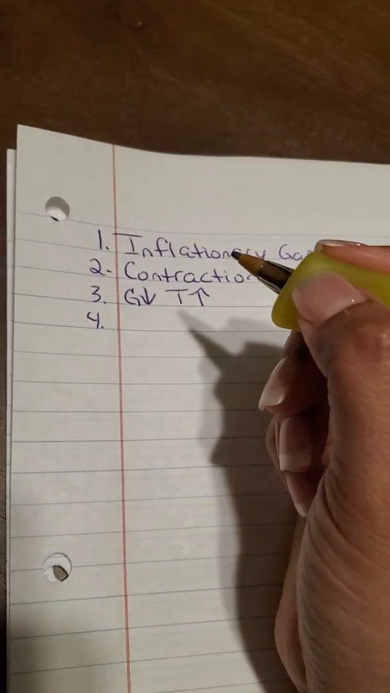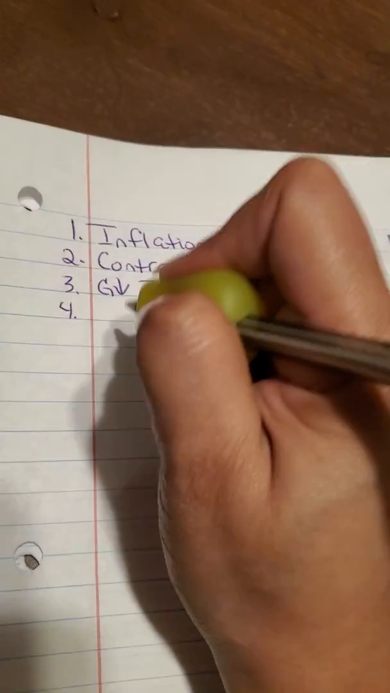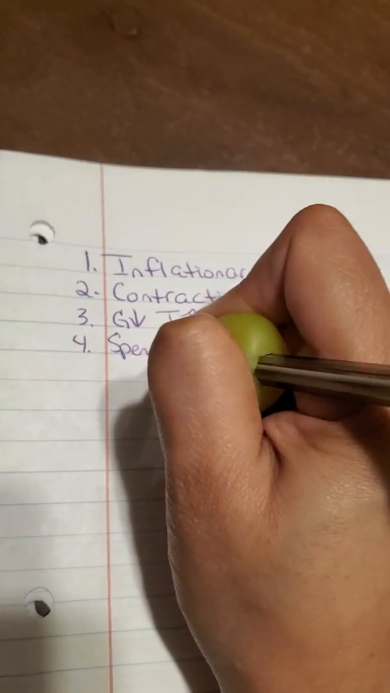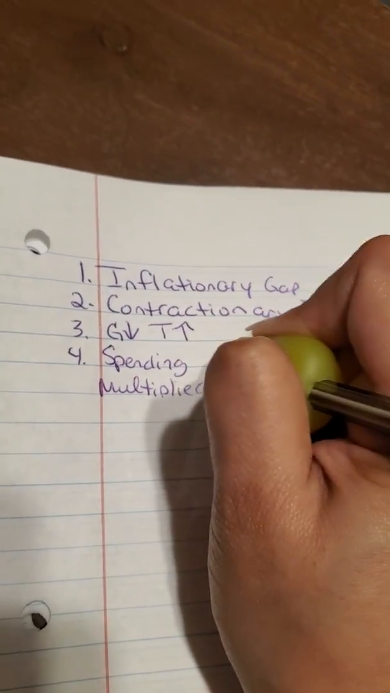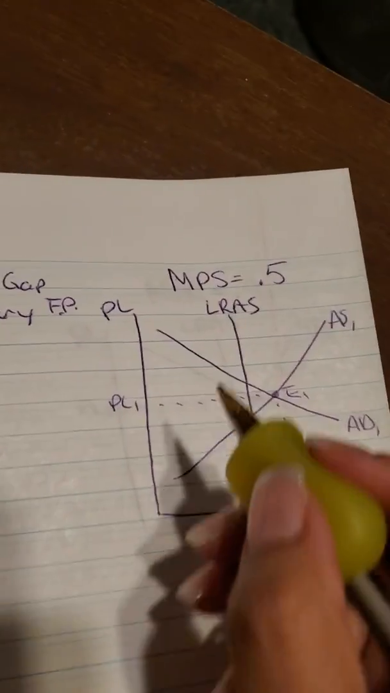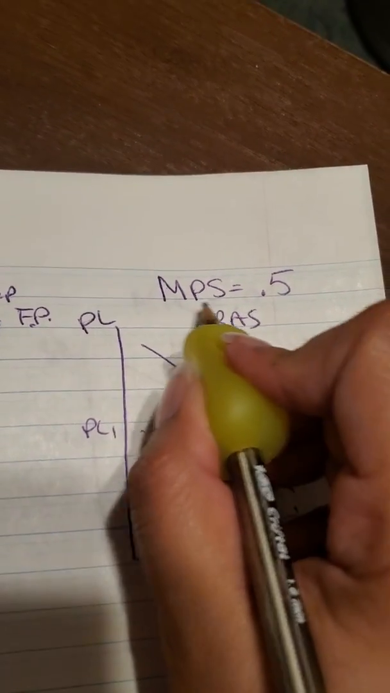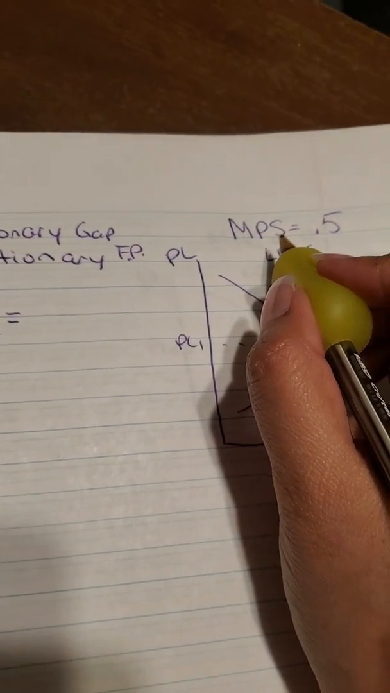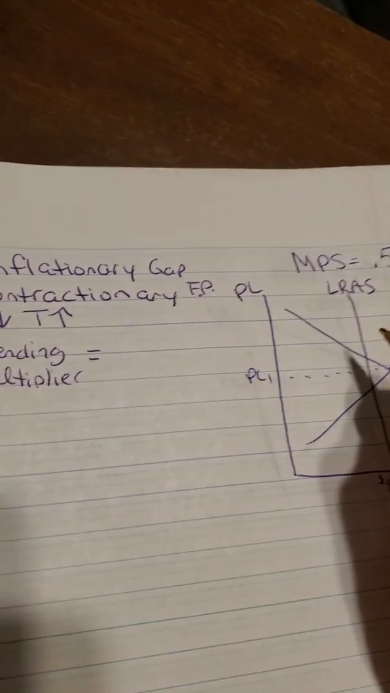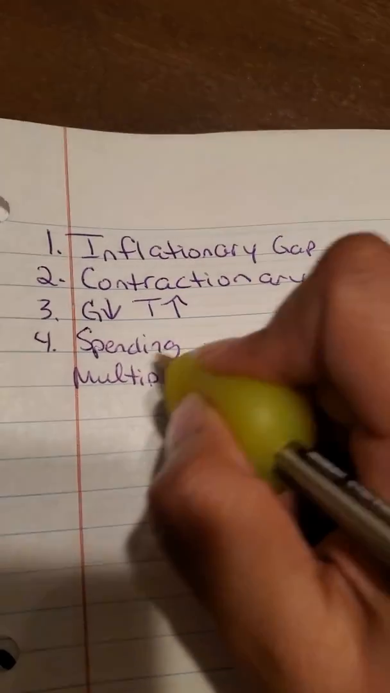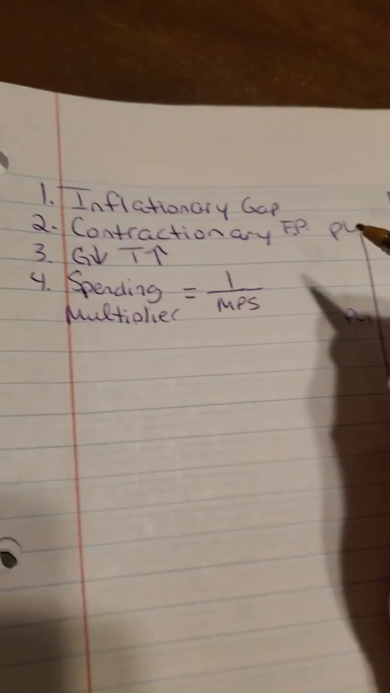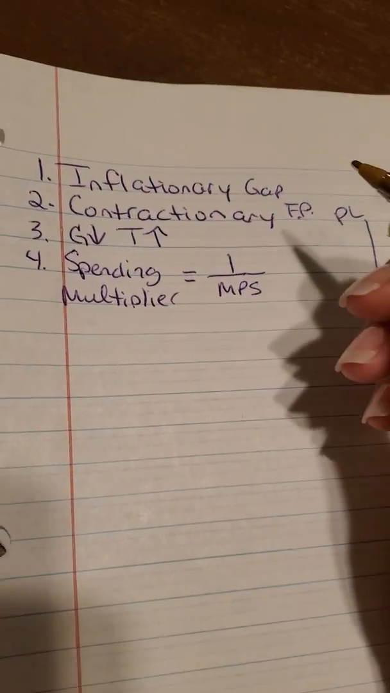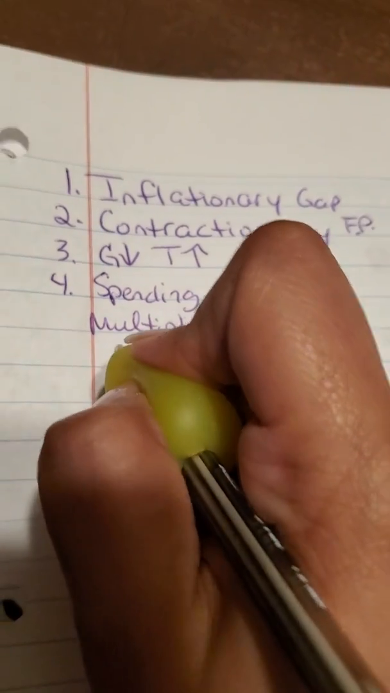Number 4 is that we need to calculate our spending multiplier. Okay, so this time we were given an MPS of 0.5. So MPS, marginal propensity to save. We're saying people are going to save half and spend half. So the equation is 1 over MPS, which is a little bit simpler than the MPC one. We just skipped the very first step. So we put 1 over 0.5.